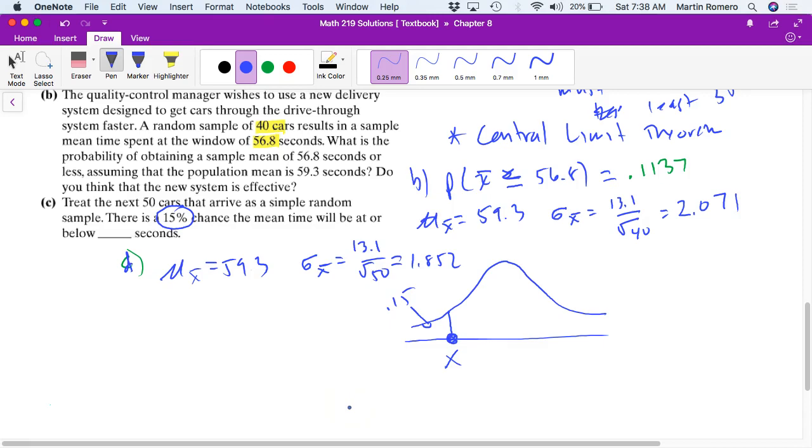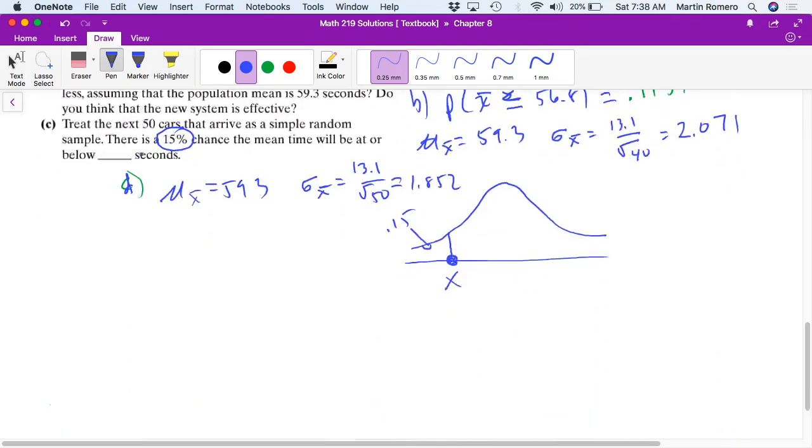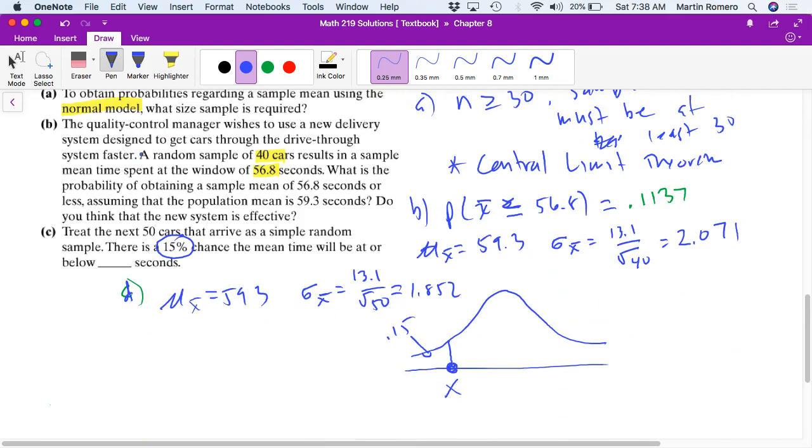So there's a 15% chance that it is 57.38 seconds. So the answer is 57.38 seconds. For the simple random sample, there is a 15% chance the mean time will be at or below 57.38 seconds. And that's how we would do that. That's it.